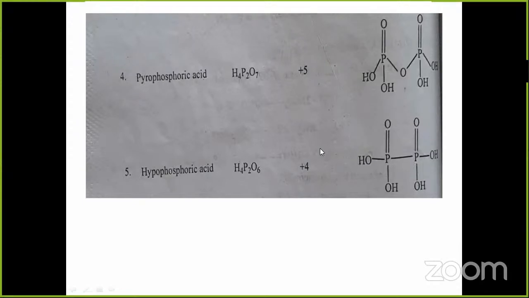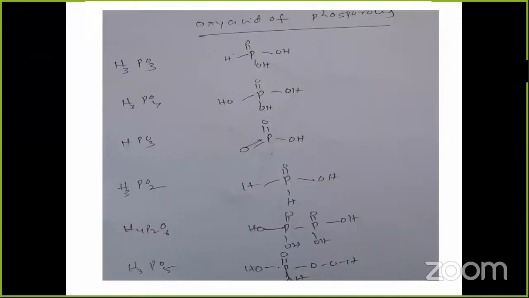So these are the oxyacids of phosphorus, their formulas and structures. I am giving one more as well. This is peroxyphosphoric acid. Here a peroxy bond is present. Already you know metaphosphoric acid, HPO3. Metaphosphoric acid is a monobasic acid.